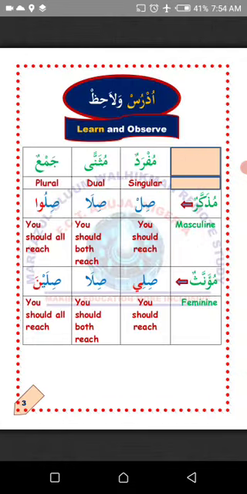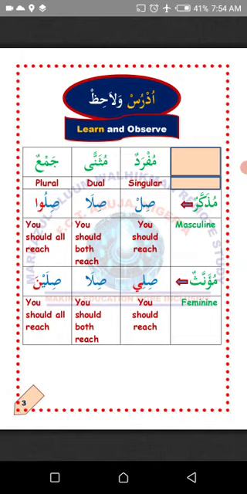MashaAllah. Udrus, learn. Walahis, and observe at the same time. Mufradun, singular. Muthanna, dual. Jamu, plural. Mufrad, singular. This is a word in Arabic that means only one. Muthanna, dual. This is a word in Arabic that means only two. Jamu, plural. This is a word in Arabic that means more than two, from three upward. Plurality in Arabic starts from three upward, unlike English where it starts from two upward.